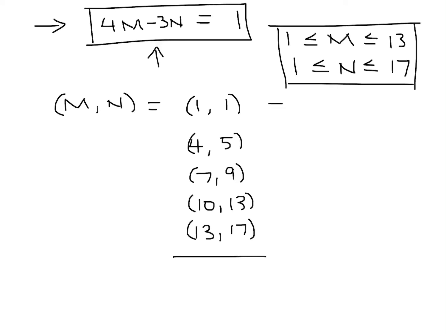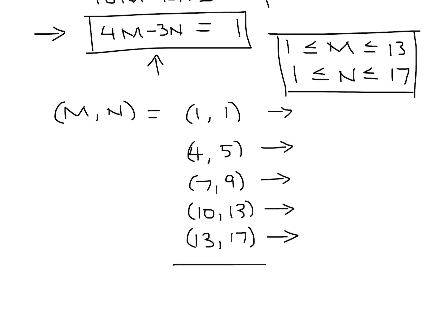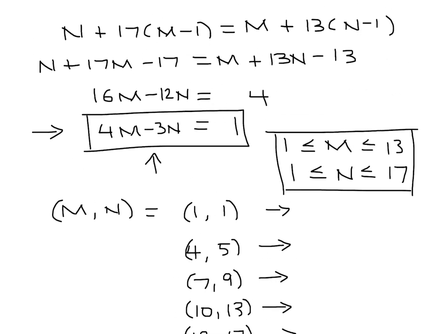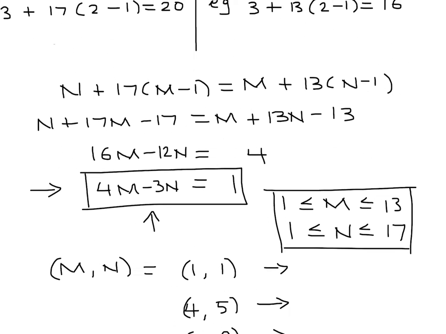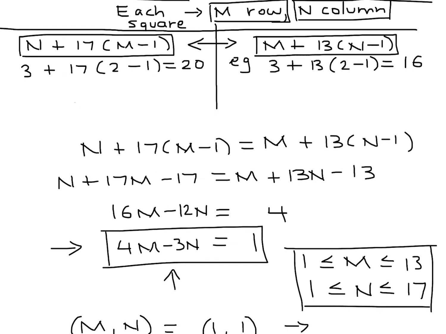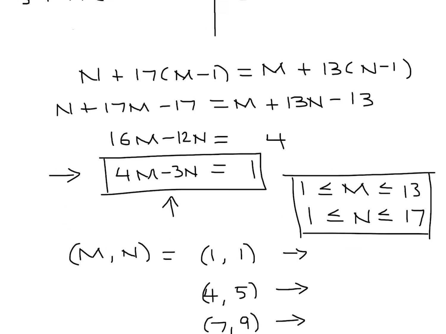Now what we have to figure out is what was the number in that box. Correct? So how do we figure out the number in that box? Well, we can use either of these formulas here. Either one will suffice. I'll just use the first one, n plus 17 times (m minus 1).